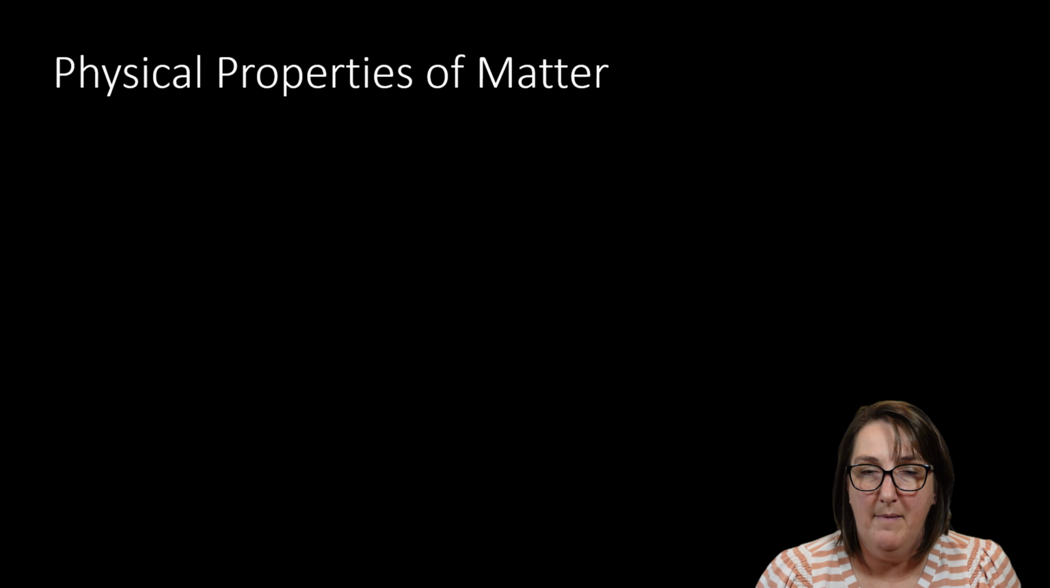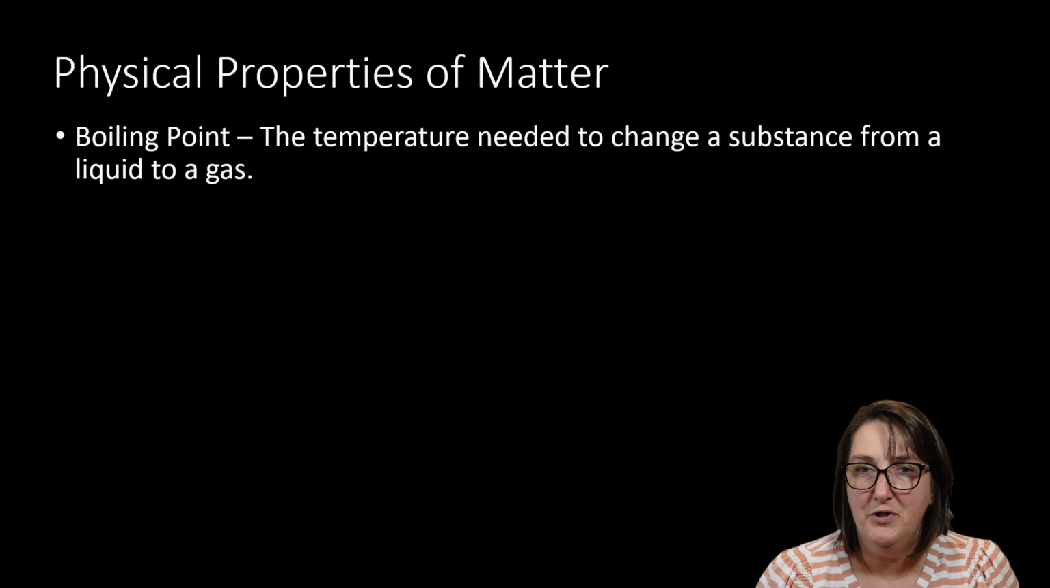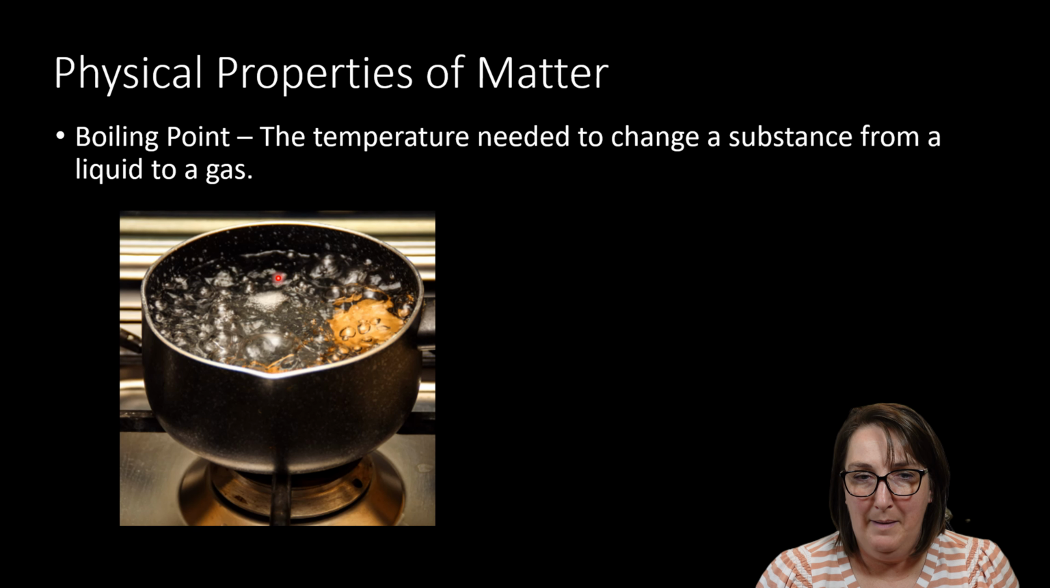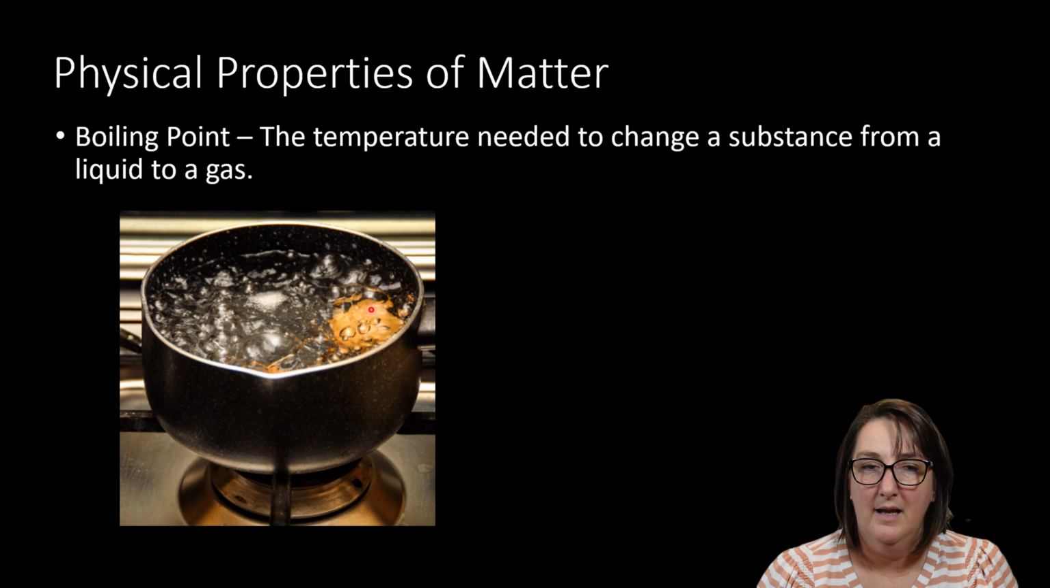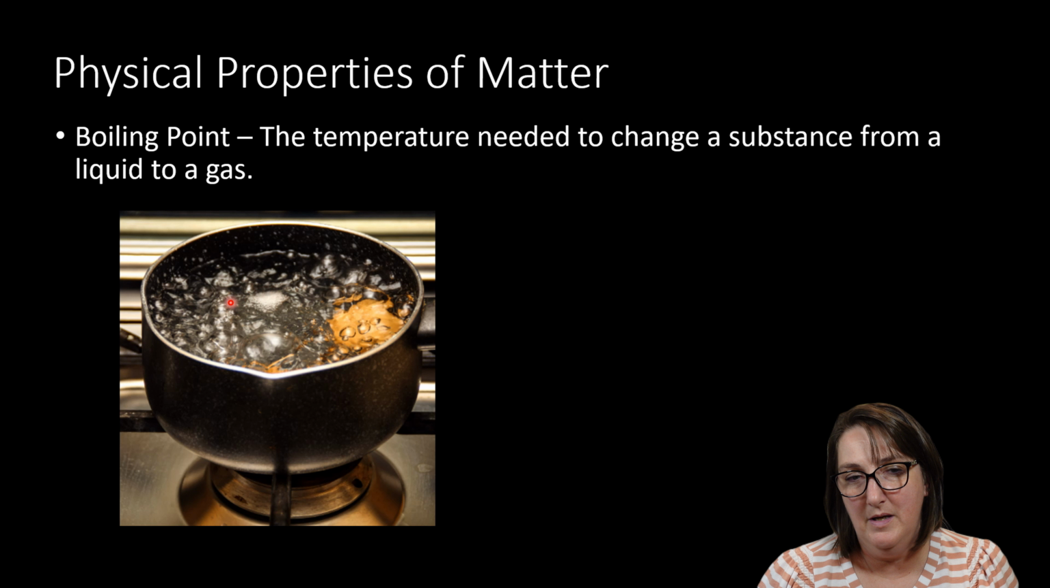Another physical property of matter is your boiling point. This is the temperature needed to change a substance from a liquid to a gas. So here I have water. I put it on the stove. And remember our latent phase change. This is when I go from condensation to evaporation, or evaporation through condensation. That latent phase change, which is 100 degrees Celsius or 212 degrees Fahrenheit, is when I go from one state to another. So if I took the temperature of this boiling water, it would never get above 100 degrees Celsius. That energy is being used to move it from a liquid to a gas.